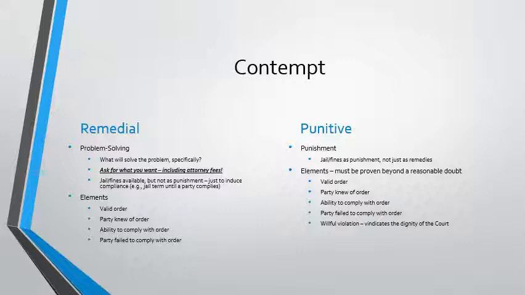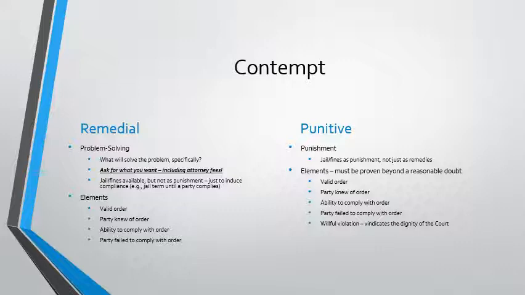The court isn't going to be allowed to grant you that. So make sure you think carefully about what you want before you file that motion, because you're pretty much stuck with what you write down there. Jail and fines are available, but they're not available as punishment. They're only available as remedies. So somebody can be incarcerated until they comply, but they can't be sentenced to a jail term. The elements of contempt that must be proven are that there is a valid order, the party knew of that order, the party had the ability to comply with that order, and the party did not comply with that order.